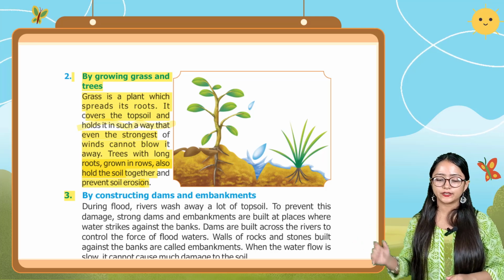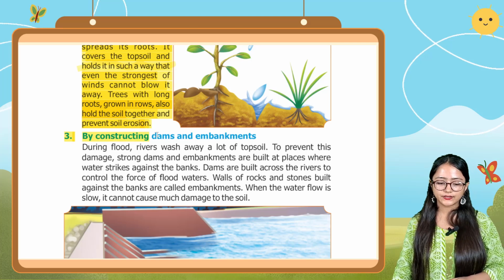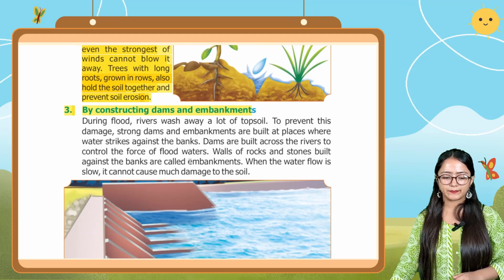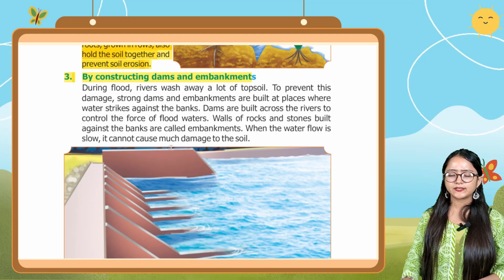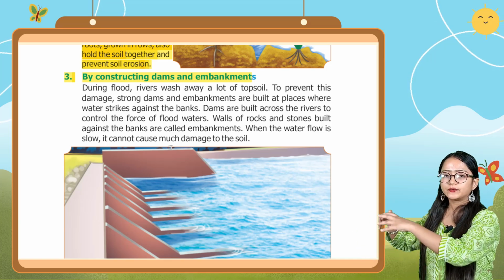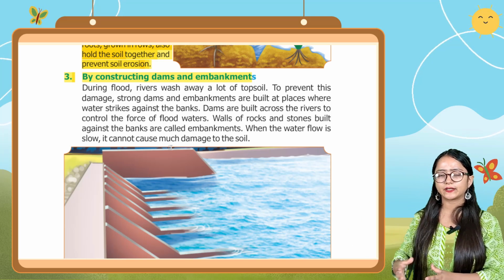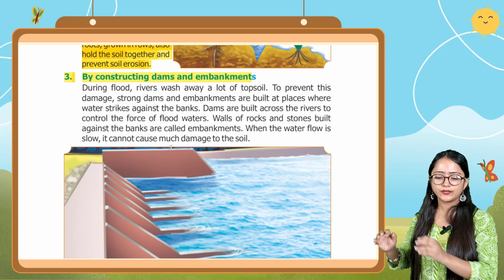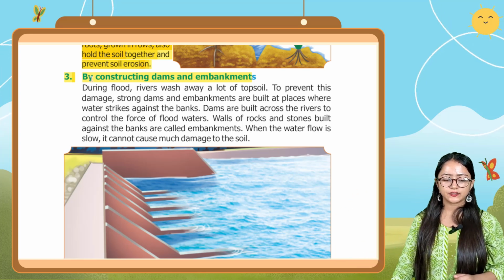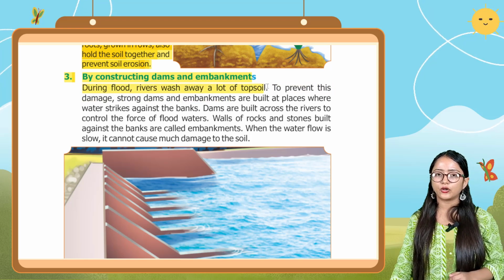Now the third way is by constructing dams and embankments. So what are embankments? An embankment is an area where you store water. It can be a land embankment or a water one. During floods, rivers wash away a lot of topsoil.